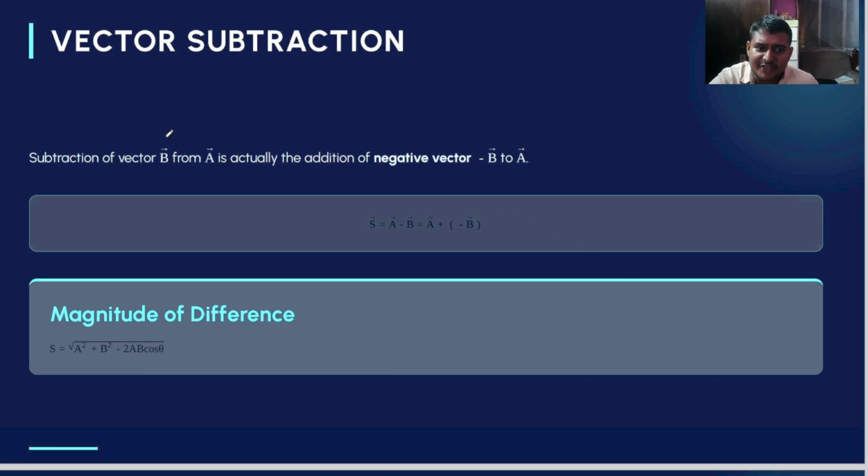Now coming to vector subtraction. Subtraction of vector B from A is actually the addition of negative vector B to A. Subtraction can be represented as minus B. So A plus minus B is A minus B, which is basically the subtraction of B from A. The magnitude of the difference, the resultant, is represented as S. So the magnitude S equals root over A square plus B square minus 2AB cos theta.